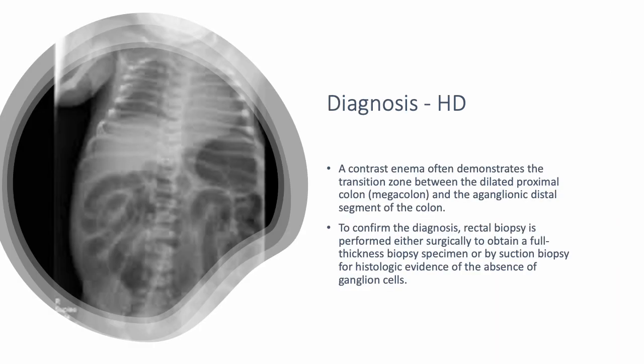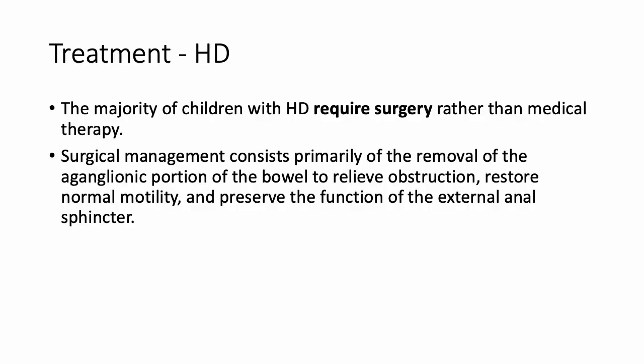We can use x-rays or contrast enemas to diagnose Hirschsprung's disease. However, obtaining a biopsy specimen and looking at it under a microscope for the absence of nerves is the definitive diagnosis. Children will require surgery to remove the aganglionic part and then perform a bowel resection.